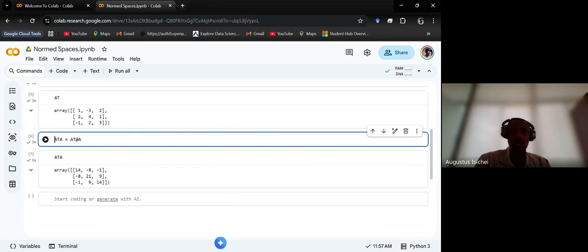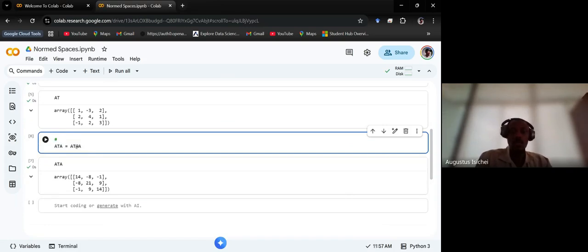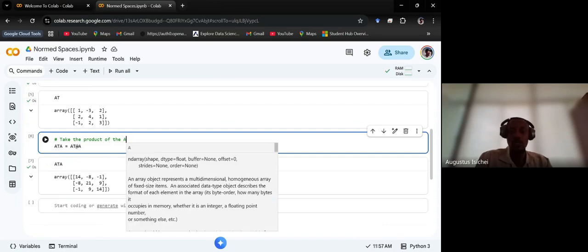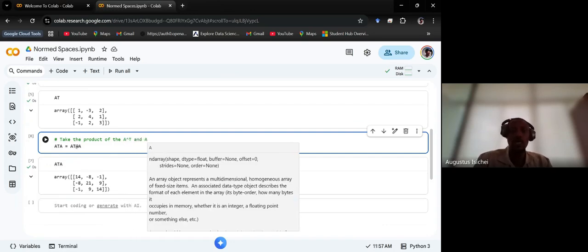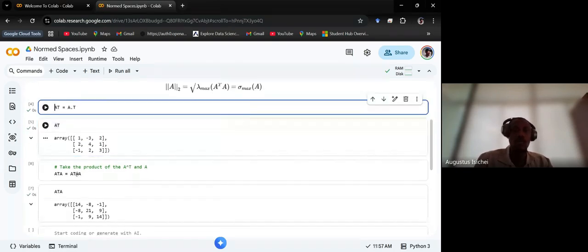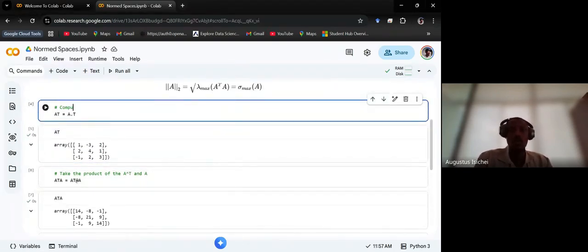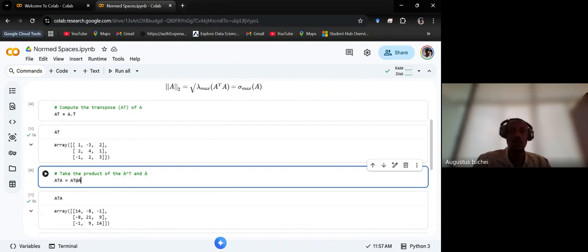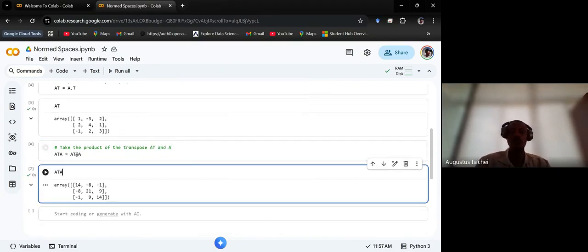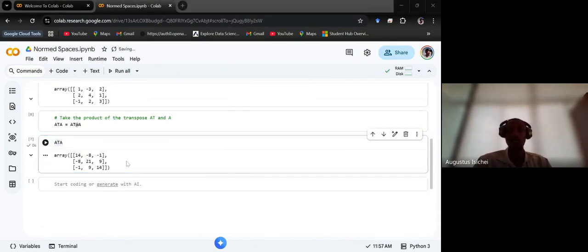Let me write it as a comment here. Take the product of the transpose of A and A. Then this one is compute the transpose of A. Compute the transpose AT of A. All right, so this one is to take the product of the transpose AT and A, and that's what the product gives us here. So I'm taking it one step at a time.